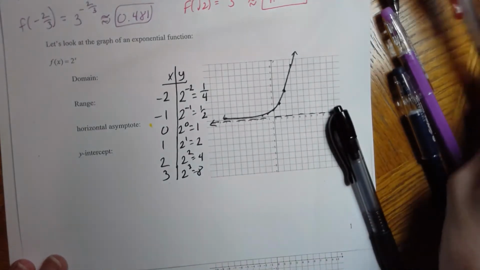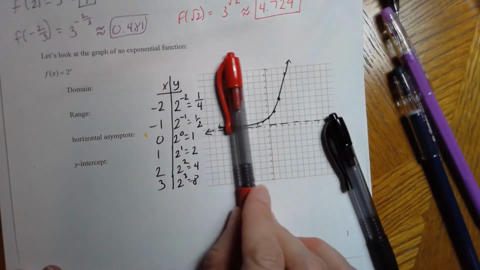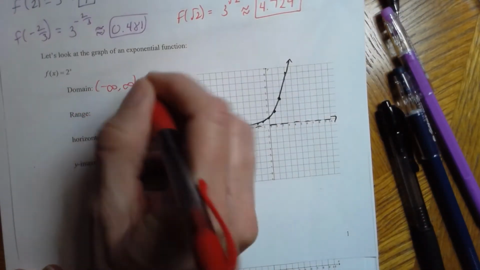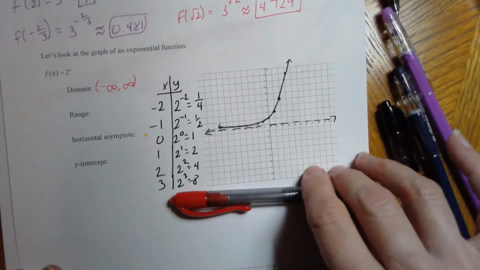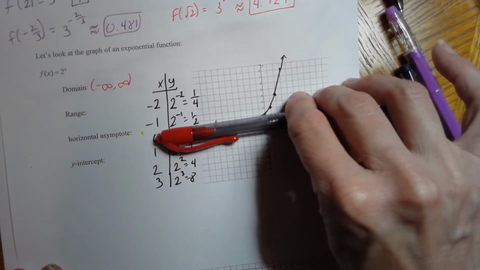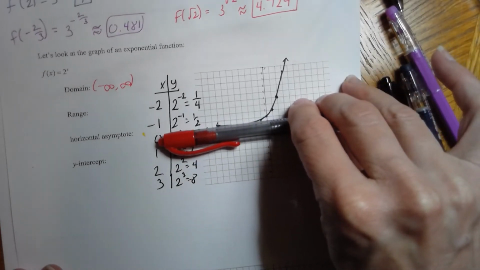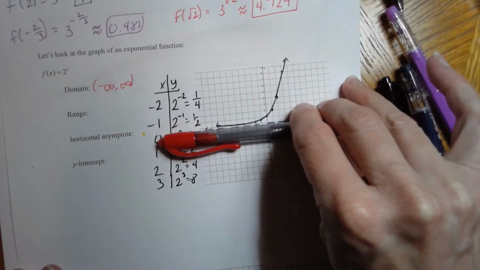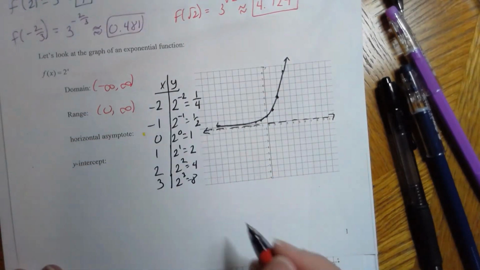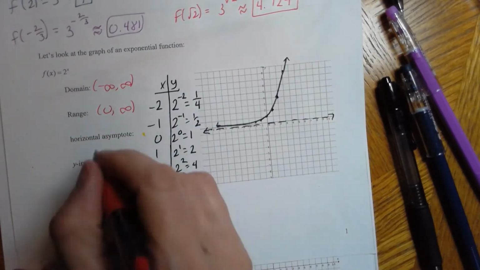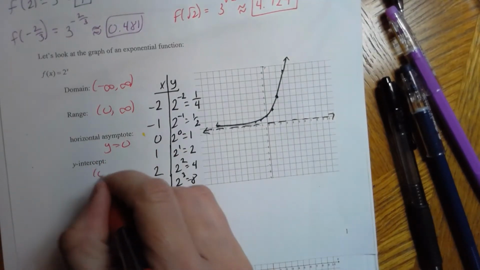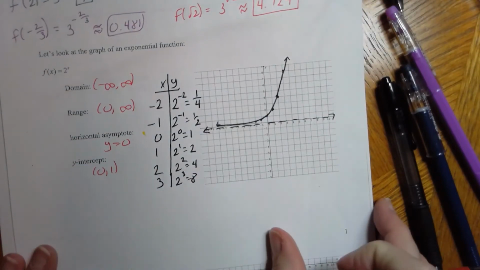Let's go ahead and look at our domain. So from left to right, we're including all these points. So our domain is going to go from negative infinity to infinity. Our range says go from bottom to top. Well, down here we don't hit anything till we get to, now a lot of students want to say 1, but if we do 1 and above, then we're losing all of that piece below in between 0 and 1. So we actually need to start at 0, but not including the 0. So our range will be 0 to infinity. Our horizontal asymptote is a horizontal line, so it's going to be y equaling 0. And the y-intercept crosses at 1, so my y-intercept is 0, 1.